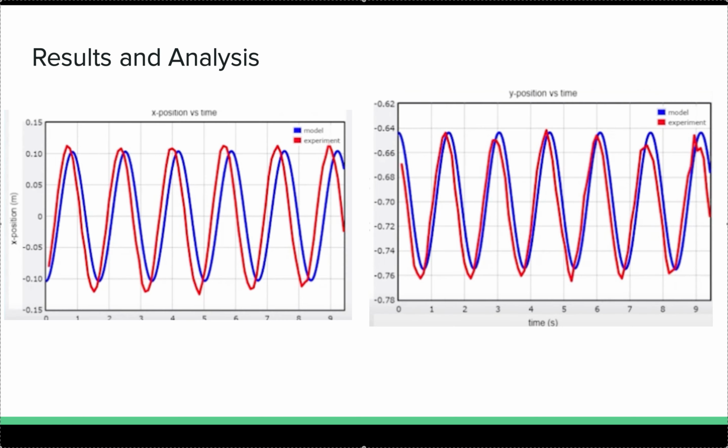Looking at the results and analysis, on the left side, you can see the model and experiment for the X position versus time, and on the right, you can see the model and experiment for the Y position versus time. You can see that the oscillations don't align perfectly, and there are a lot of discrepancies in the X position versus time, and even some in the Y position versus time. This is likely attributable to the dissipative force, which we'll discuss later.